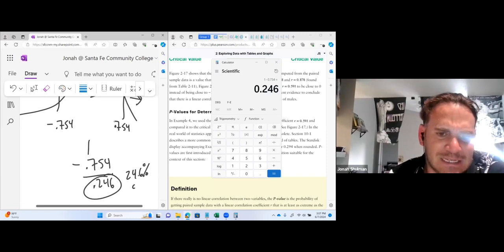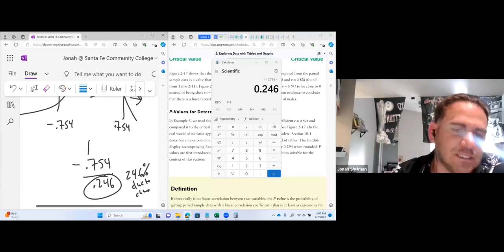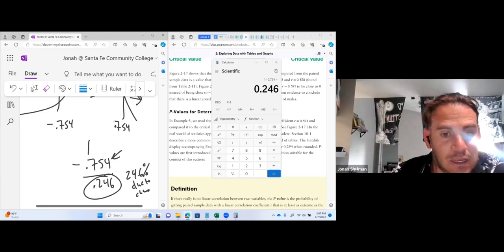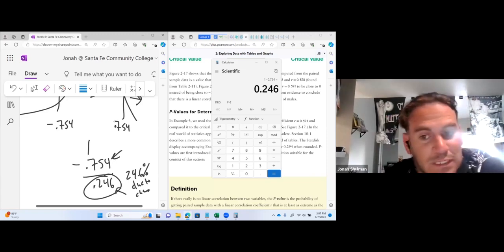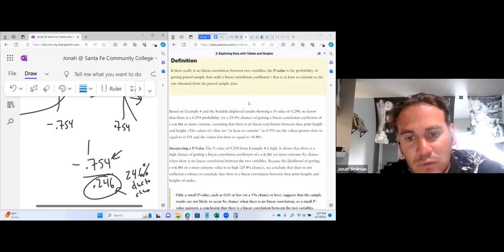This means we have a 24.6% chance that it's due to chance. And this is like, we're 75% sure it's not due to chance, it's because of the study time. And here we're like, it's 24% due to chance. That's what the p-value means. That's where it comes from.